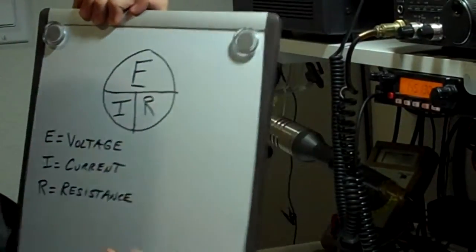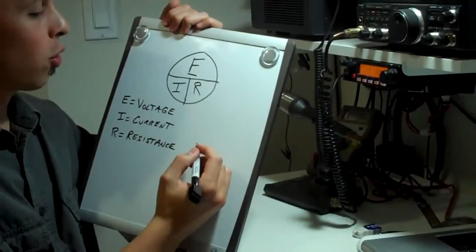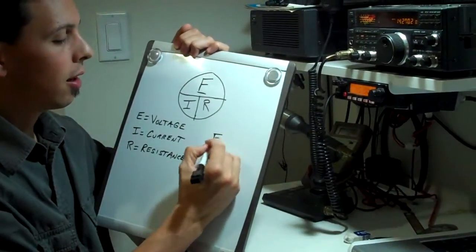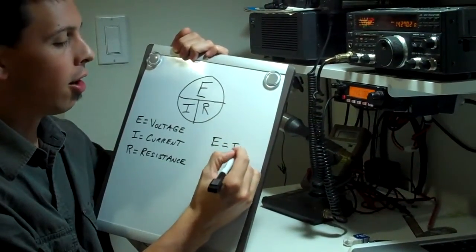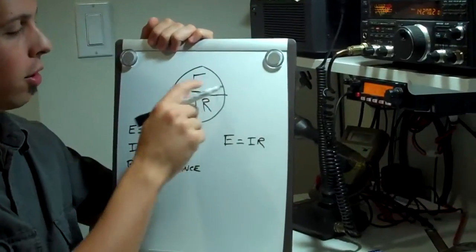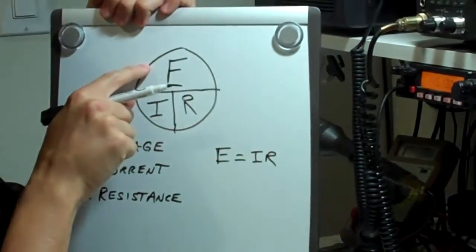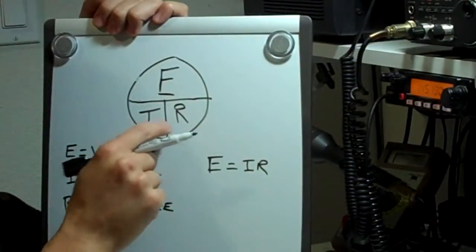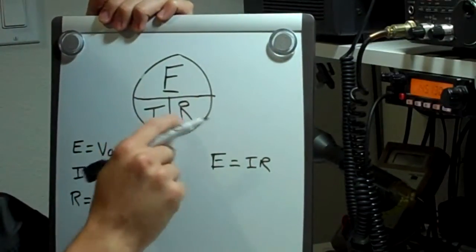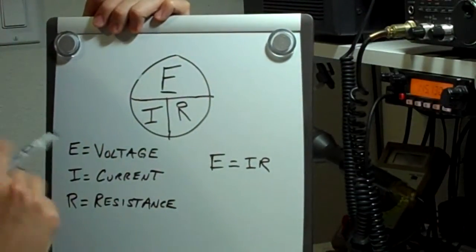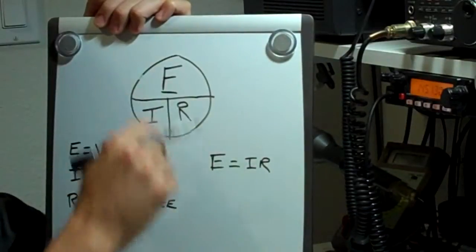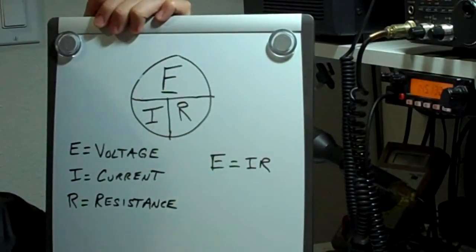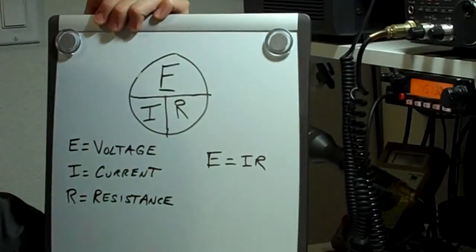So if you're into algebra or whatever, of course, this is just going to be E equals IR, or voltage, which is E, equals current times resistance. Remember, when variables are next to each other, we multiply them, and when they're above or below, the one on top gets divided by the one on the bottom.